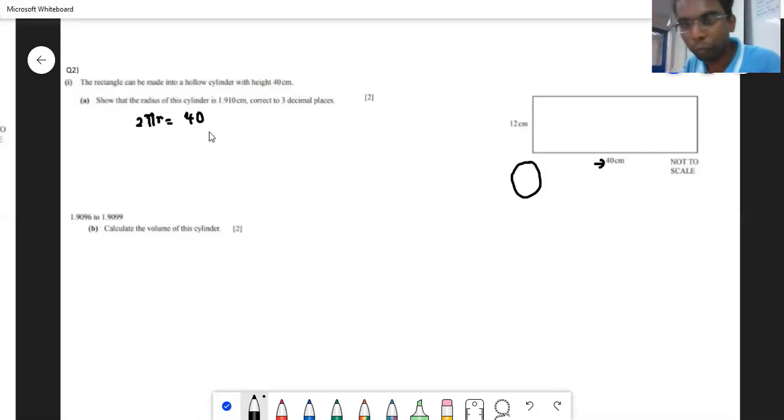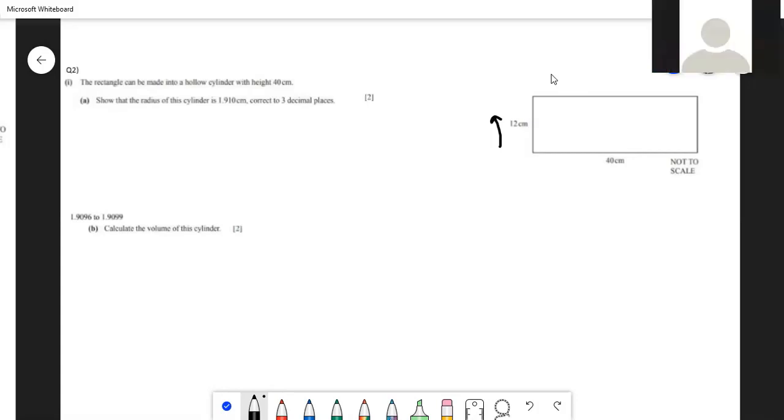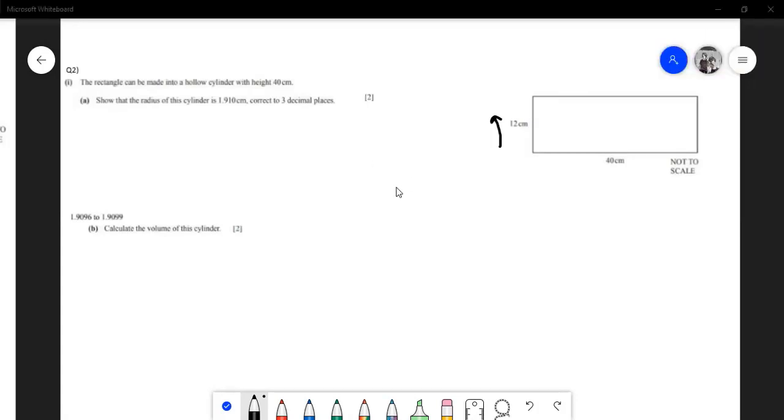And right now what I want to prove is... wait, the rectangle can be made into a hollow cylinder of height 40 cm. Okay, my bad, it's not 40 actually. They are rolling in this direction, so it's going to be a very small pipe or something like that. Initially I said roll in the 40 cm, which would give me something a bit different. But right now we are rolling in terms of the 12 cm. So that means my circumference is going to be 12 cm.